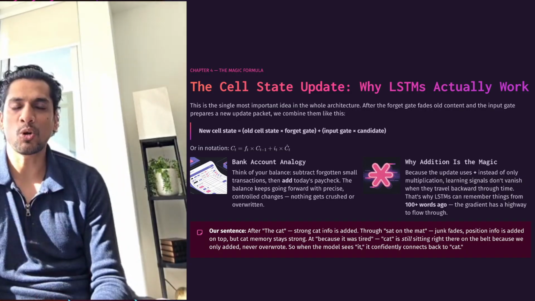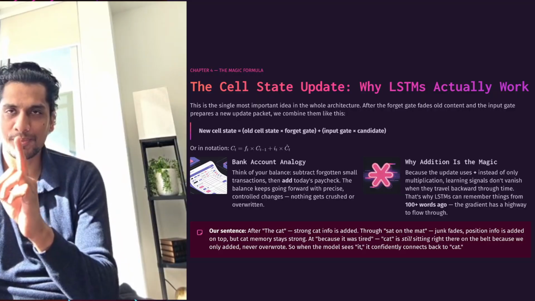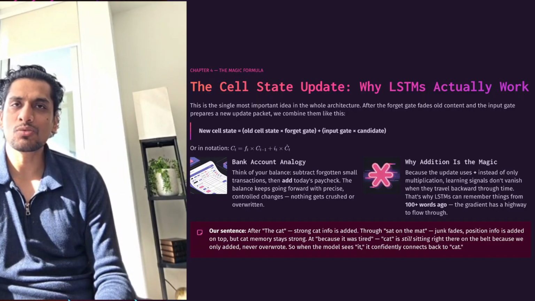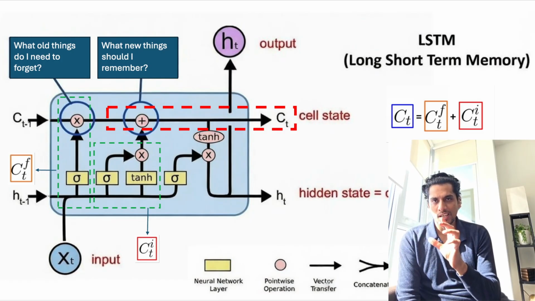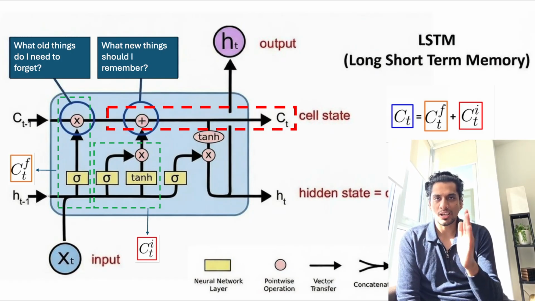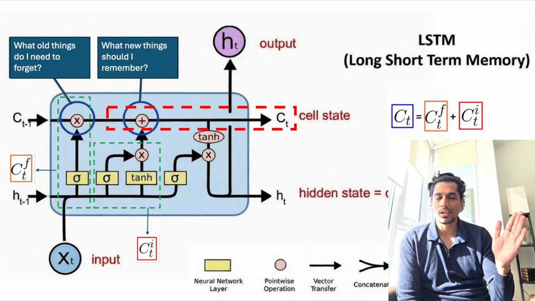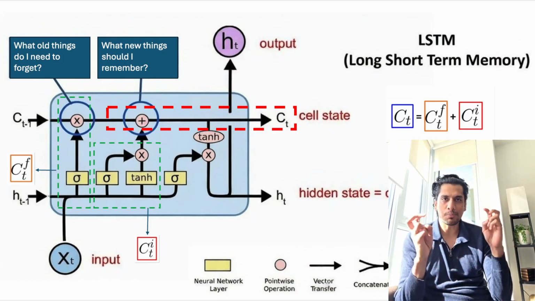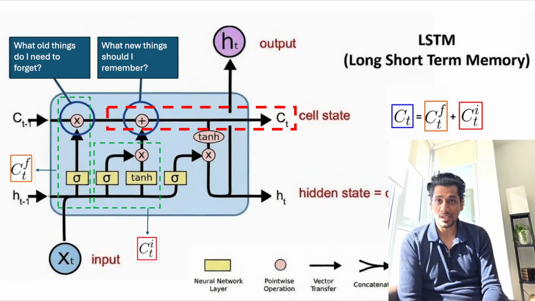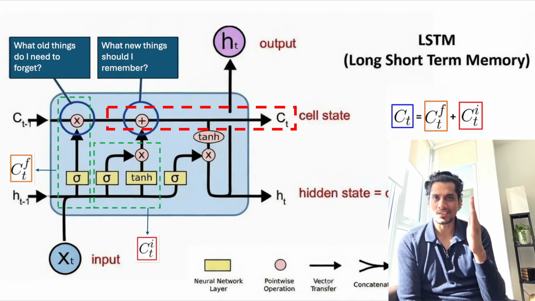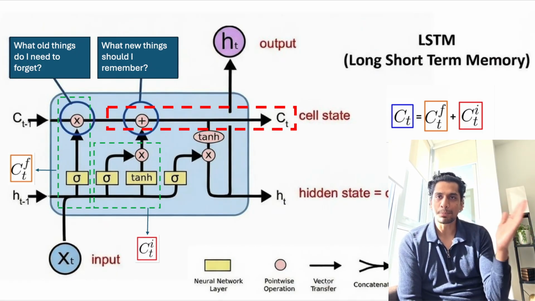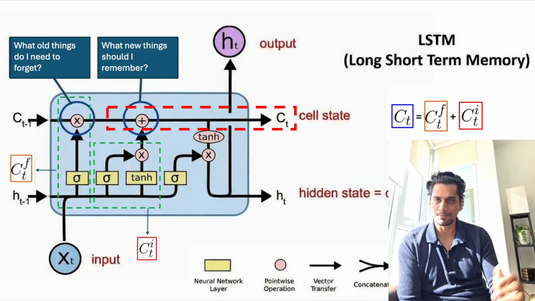Now here's the most important part, the actual update to the cell state. This is what makes LSTMs special. After the forget gate has faded or kept the old belt contents, and after we've made our new updated packet from the input gate and the candidate, we do this. New cell state is equal to our old cell state after forget fading plus the new updated packet.